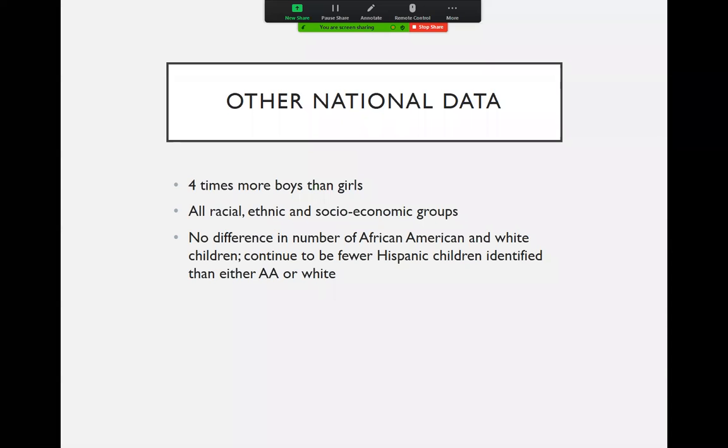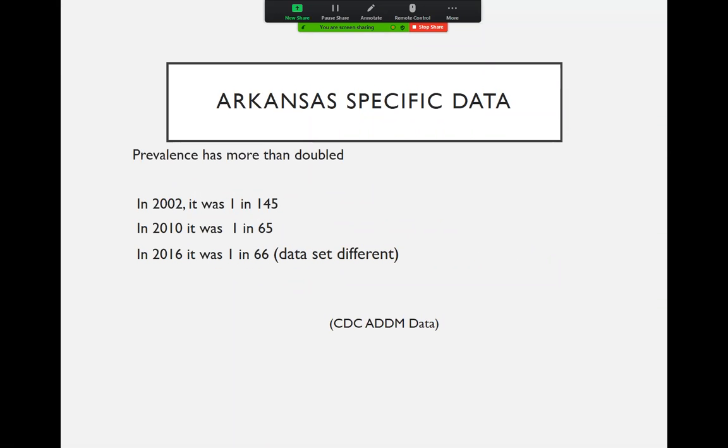Some of the Arkansas specific data, and this is kind of the tracking of numbers a little bit. In 2002, that ADDM study, it was 1 in 145. So when my kiddo was diagnosed, and it was in 2005, we were still within that 1 in 145 count, because they count every so many years. In 2010, it jumped to 1 in 65. So in those 8 years, we went from 1 in 145 to 1 in 65. In 2016, they changed their data counts, and they changed some of the areas that they were looking at, and they found it to be 1 in 66. So we're still hanging out about the same as we were back in 2010.